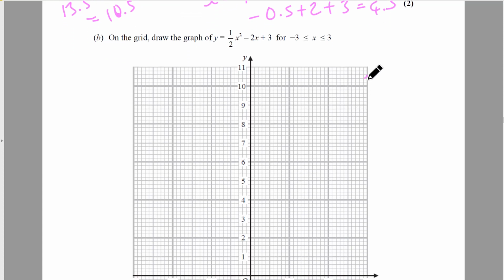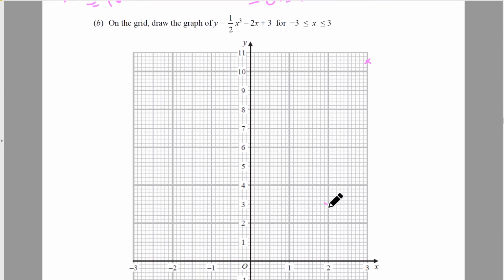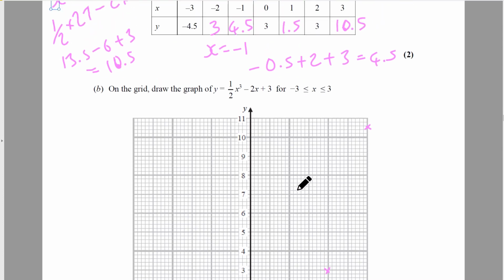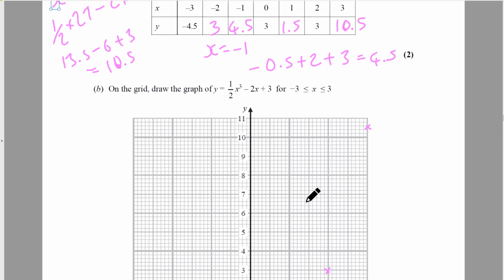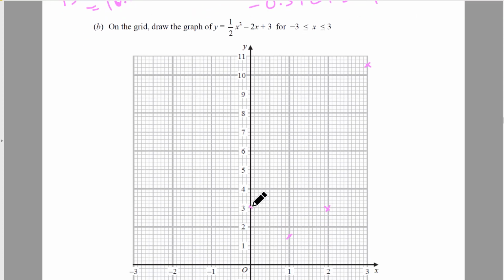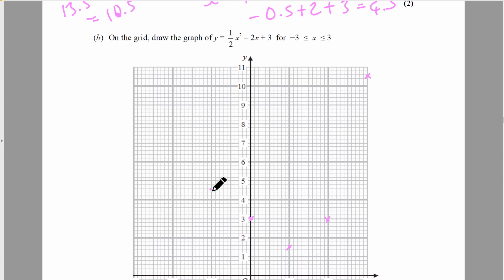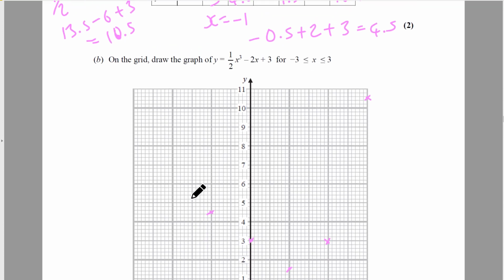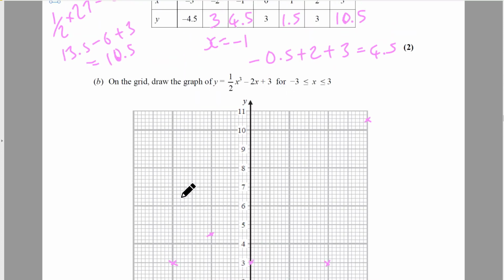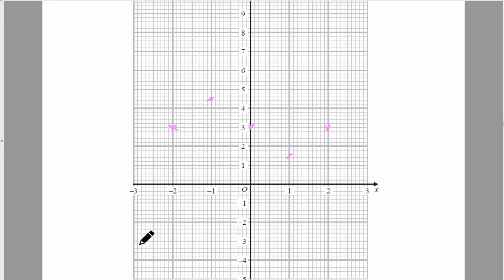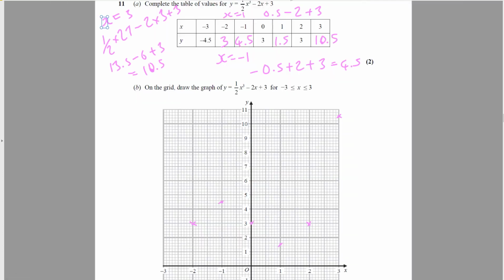So let's plot that. 3 is 10.5, 2 is 3, 1 is 1.5, 0 is 3, minus 1 is 4.5, minus 2 is 3, and minus 3 is minus 4.5. Okay, I'm going to zoom out one.